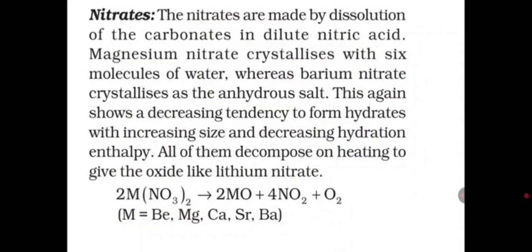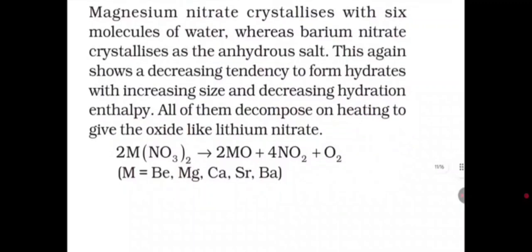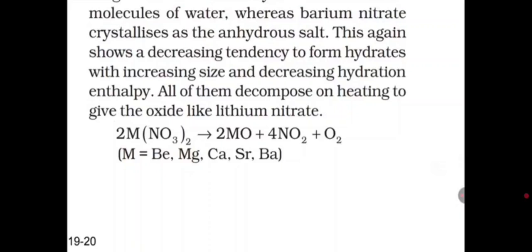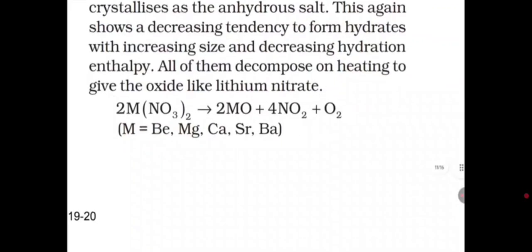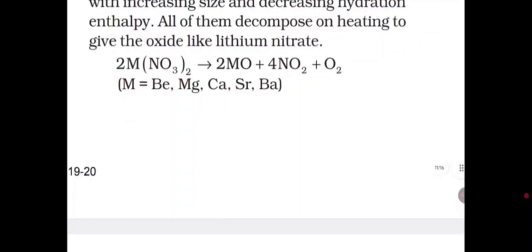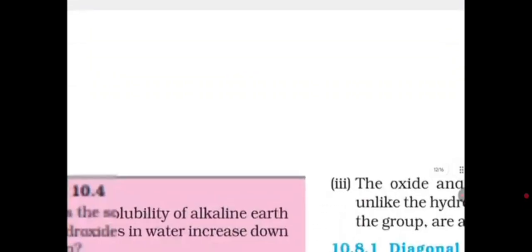Then is nitrates. The nitrates are made by dissolution of the carbonates in dilute nitric acid. Magnesium nitrate crystallizes with 6 molecules of water, whereas barium nitrate crystallizes as the anhydrous salt. This again shows a decreasing tendency to form hydrates with increasing size and decreasing hydration enthalpy. All of them decompose on heating to give the oxide like lithium nitrate. A reaction is given: 2M(NO3)2 gives 2MO plus 4NO2 plus O2, where metal can be beryllium, magnesium, calcium, strontium or barium.